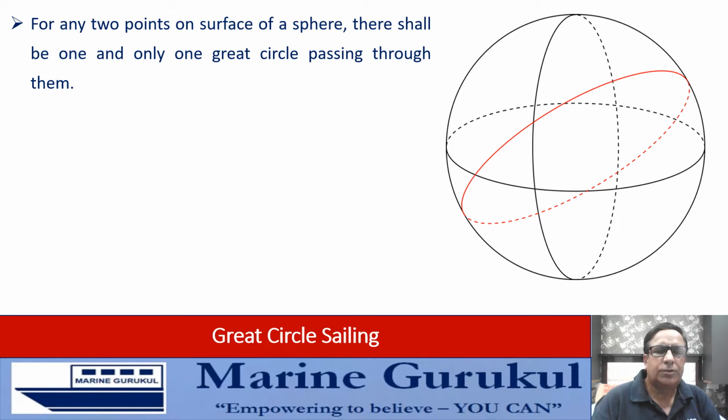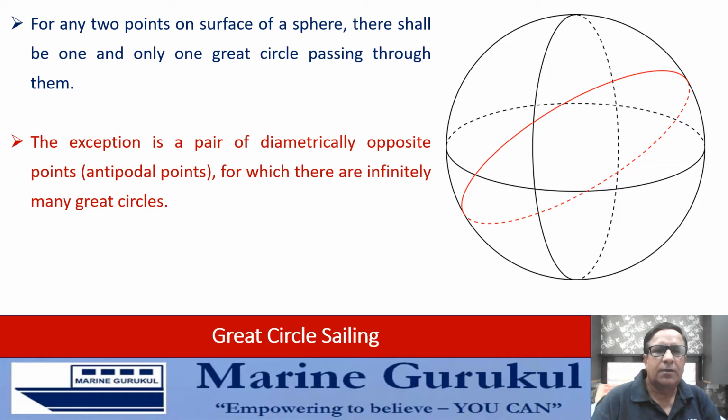For any 2 points on the surface of a sphere, there shall be one and only one great circle passing through them. It means that if you take any 2 points on the surface of a sphere, there shall always be one great circle passing through them, and that shall be the only great circle. That means one and only one great circle passes through any 2 points given on the surface of the sphere, unless the exceptional condition is met. And the exceptional condition is if the points happen to be diametrically opposite to each other, also referred to as antipodal points, then through those 2 points you can draw an infinite number of great circles.